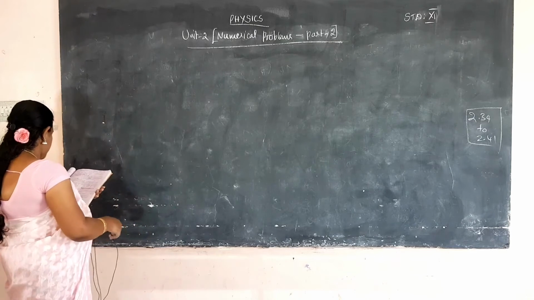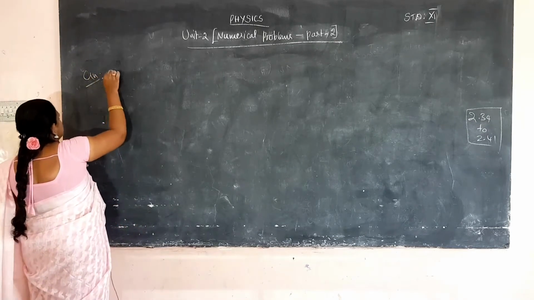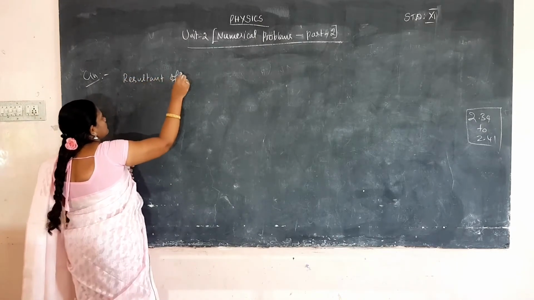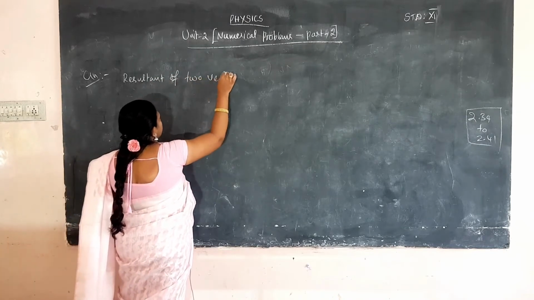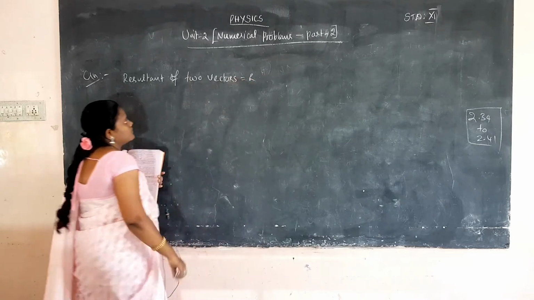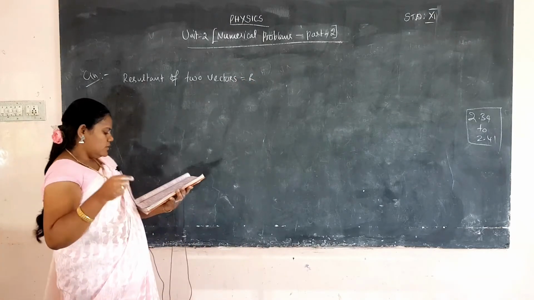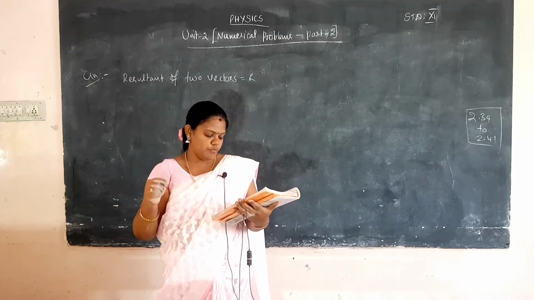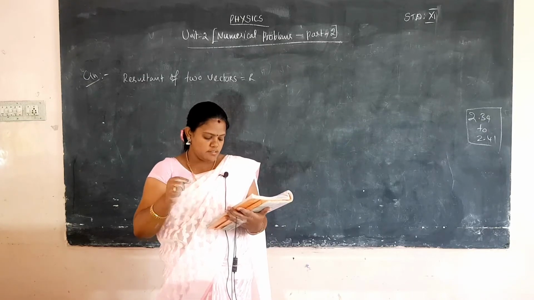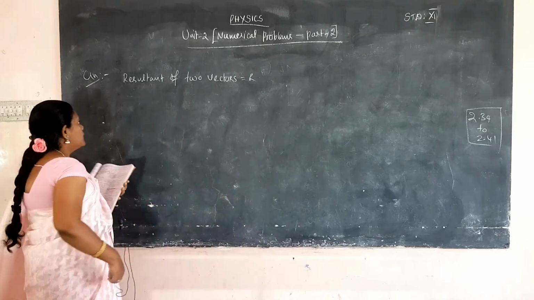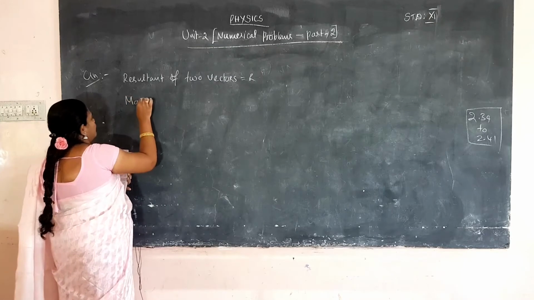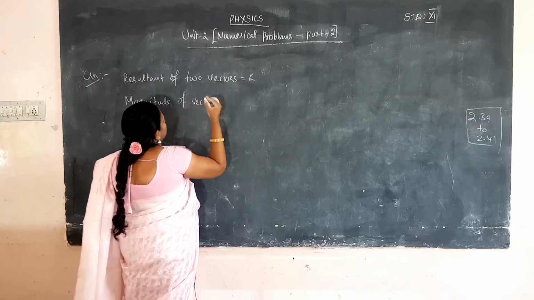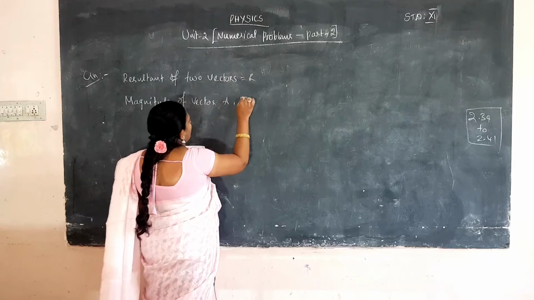The given is first the resultant of two vectors. We consider the resultant of two vectors to be R. Another given is that the magnitude of the resultant R is equal to half of the magnitude of vector B. You should mention the magnitude of vector B. So R is equal to B by 2.